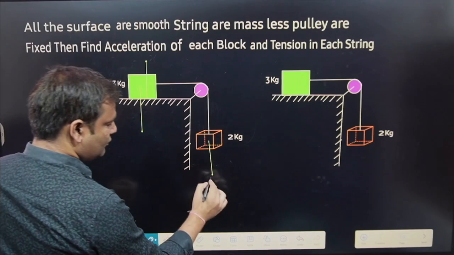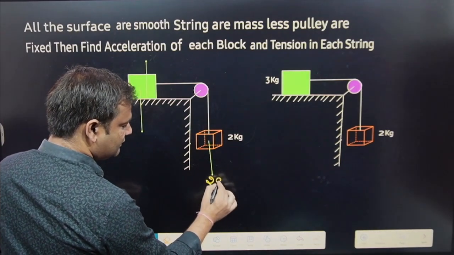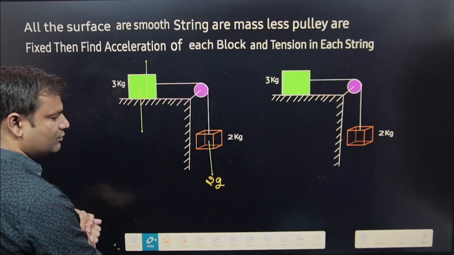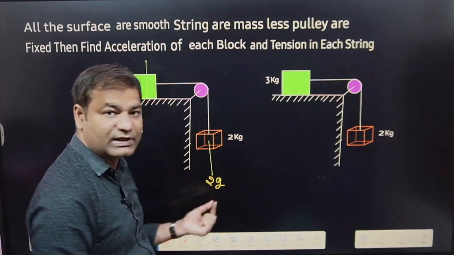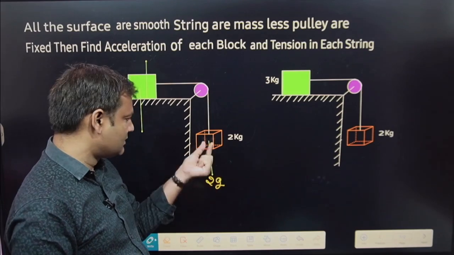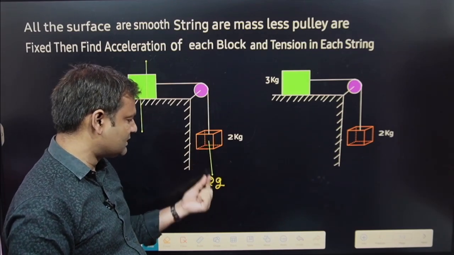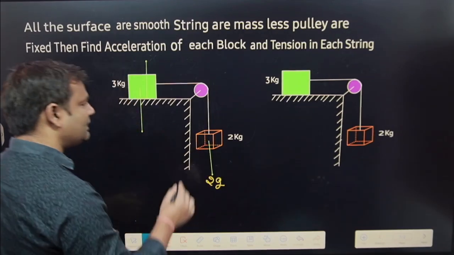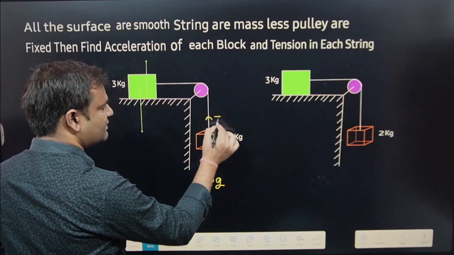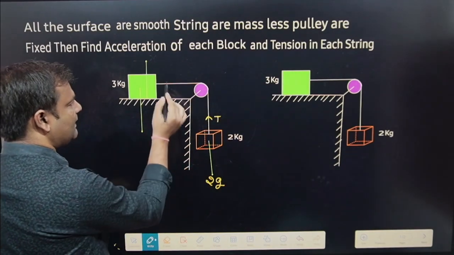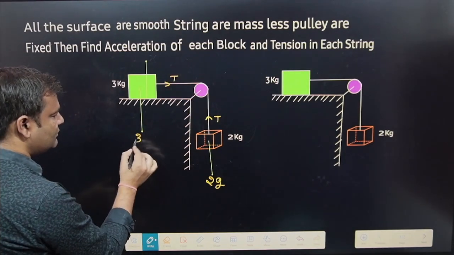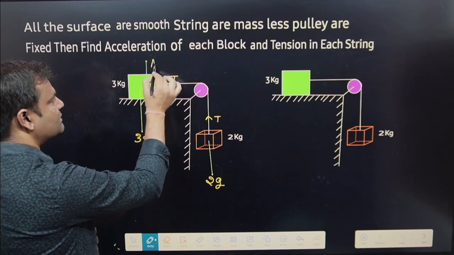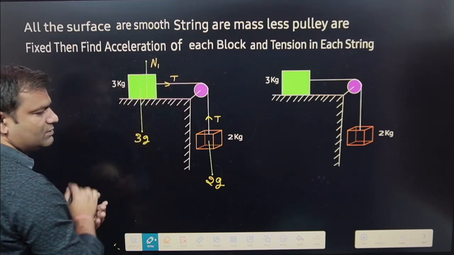Now 2 kg, 2 into g, gravity. Gravity always attracts mass, so that's why 2g downward. Tension generates in this string, T. And here also tension generates in this string, T. Here mg is 3 into g downward, and normal force is applied by the surface upward.